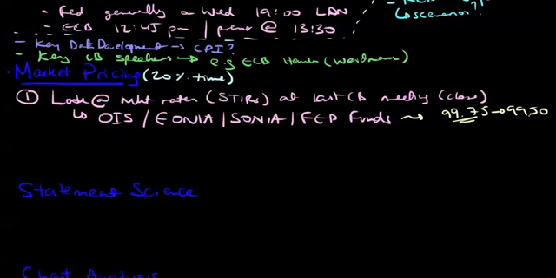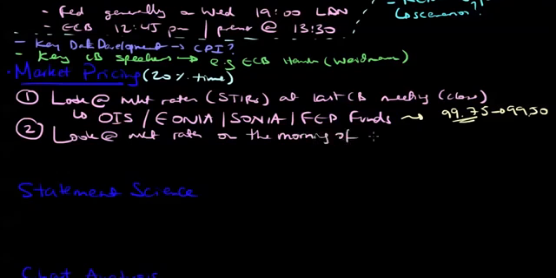The second step, after you've actually determined the market pricing for the last meeting, is to look at market rates on the morning of the meeting. If you're doing the prep, I would say do it the night before, for example, just to get the closest possible market pricing. So you take a look, okay, what was the difference between the last meeting and this meeting?